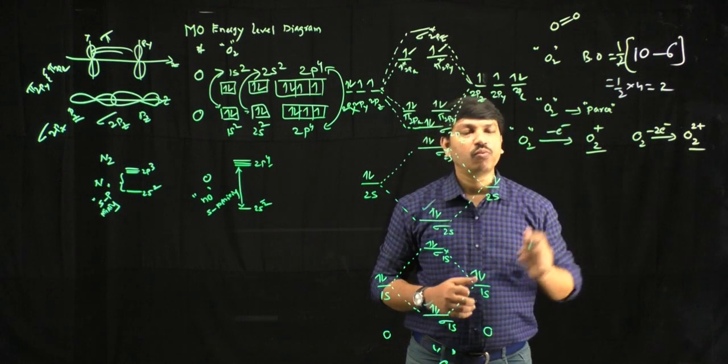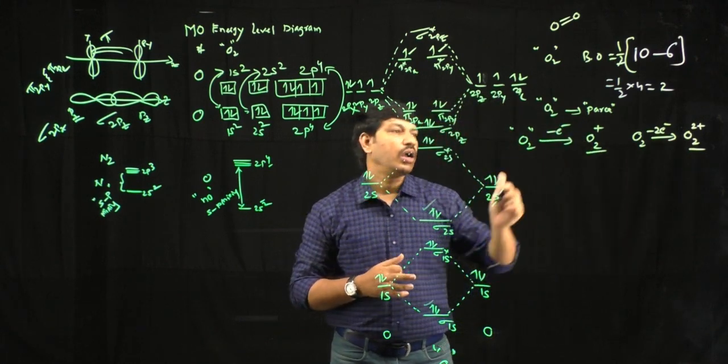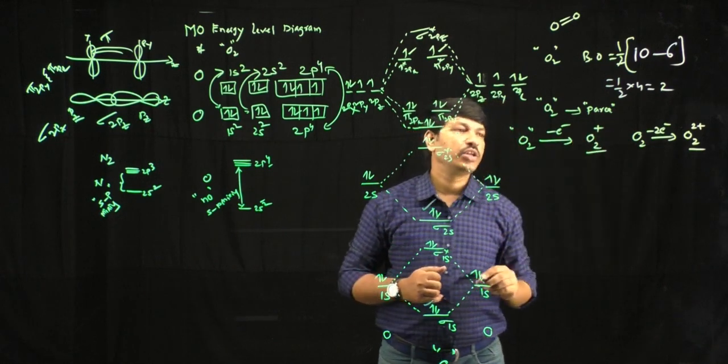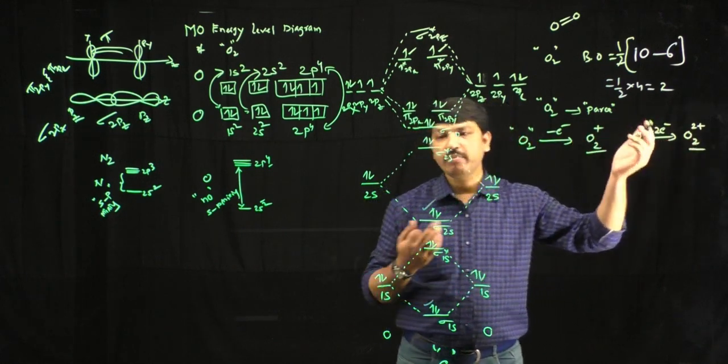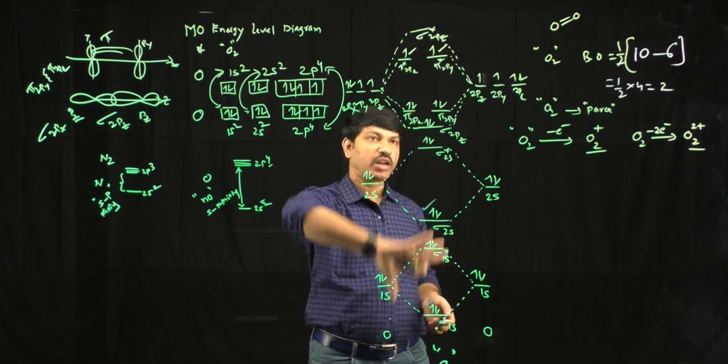So in this case, what is the bond order value? Or in this case, what is the bond order value? And what about this? Whether this is paramagnetic in nature, or this is also paramagnetic in nature, or diamagnetic in nature. So these details we can explain from the same diagram like this.